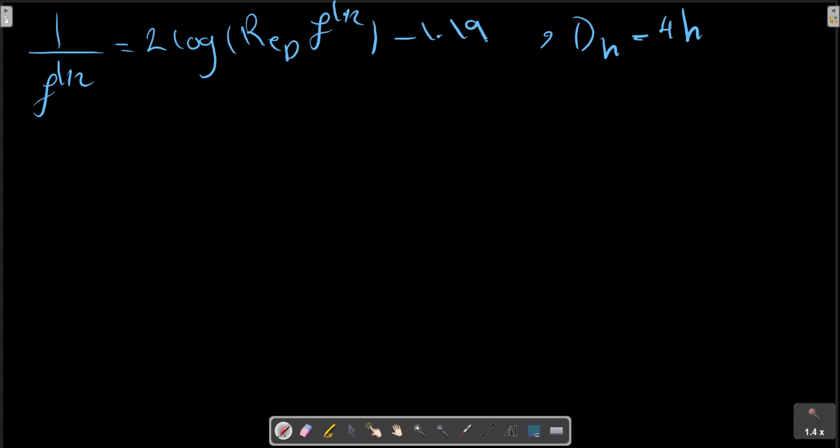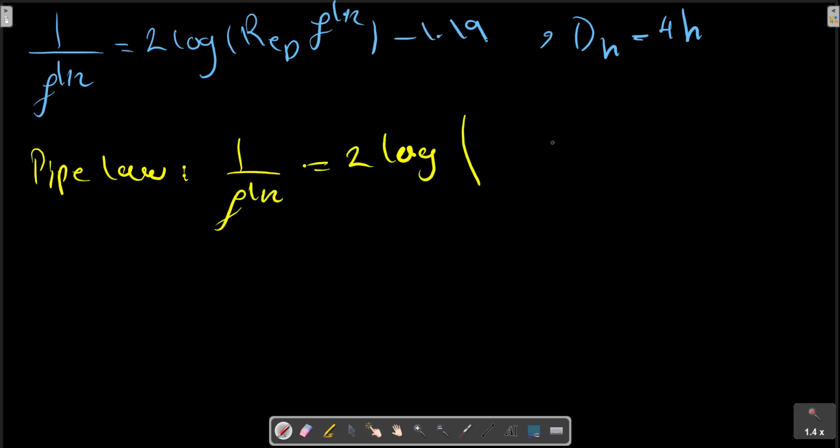This equation can be brought into exact agreement with the pipe law by rewriting it in the form of Reynolds number modification, hydraulic diameter, the friction factor. Thus the turbulent friction is predicted most accurately when we use an effective diameter.